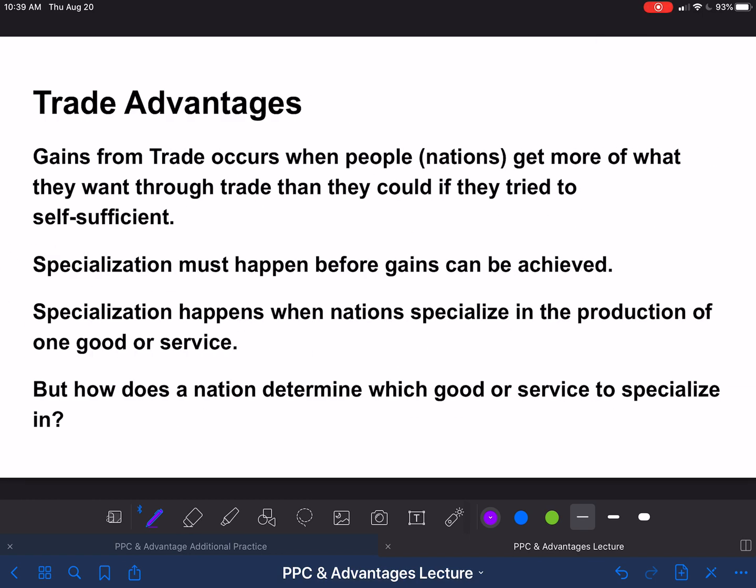So how do we determine how countries trade? Our production possibilities curve tells us what a nation can make, so what products they're able to produce. But now we need to figure out who's going to trade what. And later on in the semester, we'll talk more about trade. So this is just a very quick introduction to how trade kind of starts to happen.